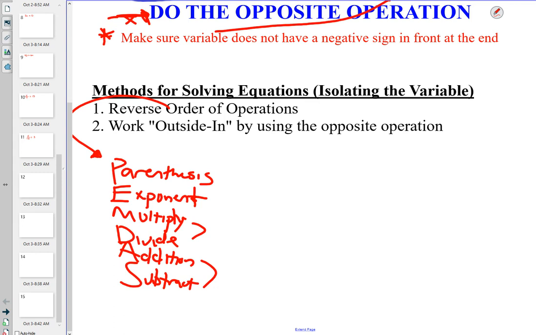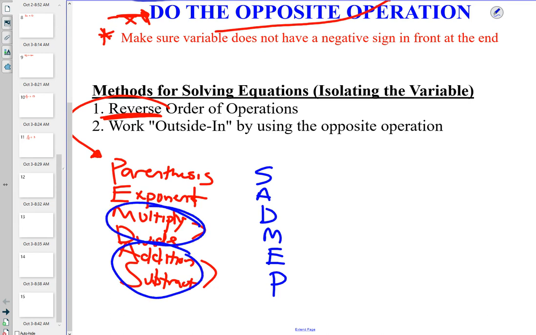But when it comes time to cancel operations, because that's what solving is doing, we're using our ninja skills to chop away those extra numbers that we want to get rid of. Yeah, they tell you to go backwards, reverse, SADMEP. You would look to cancel out adding and subtracting first, then cancel out multiplication, division, then exponents, and then finally parentheses at the end. You work your way backwards if you're trying to solve.